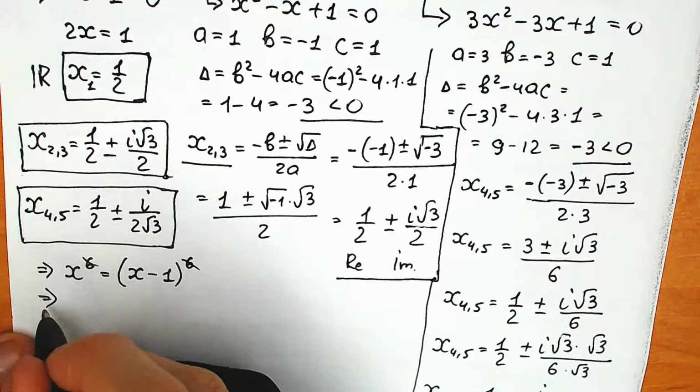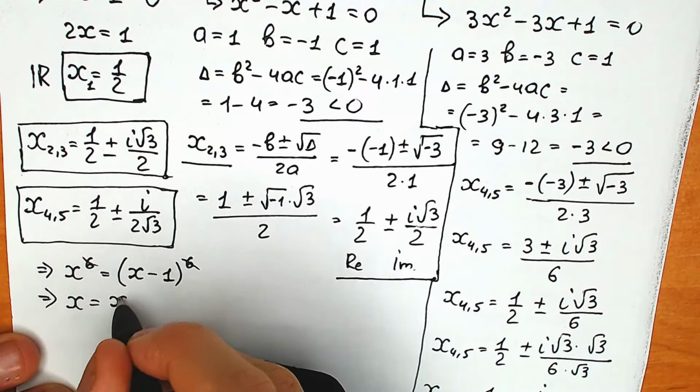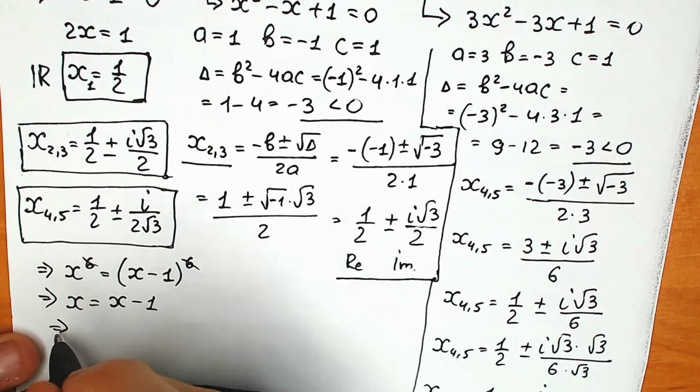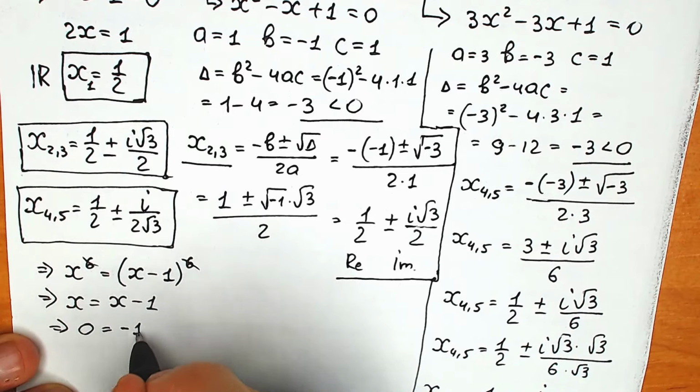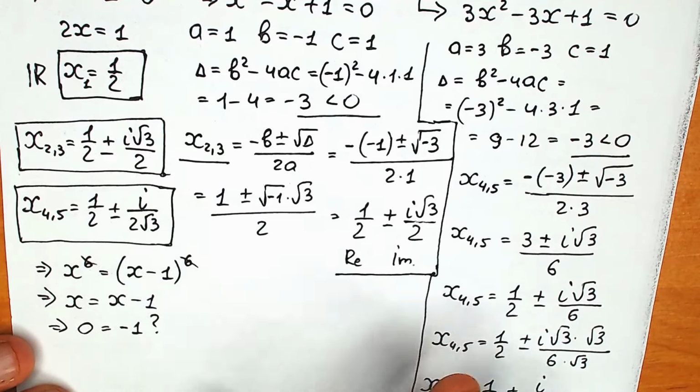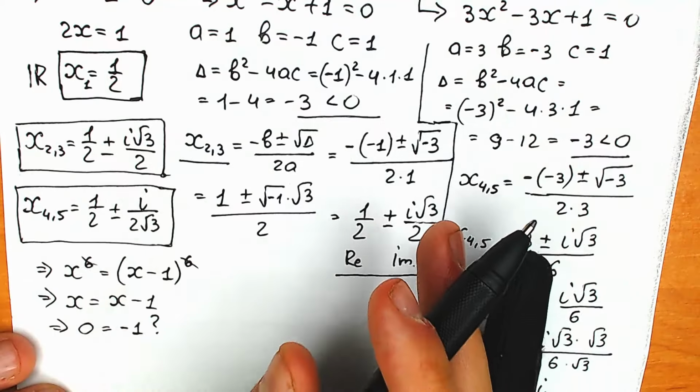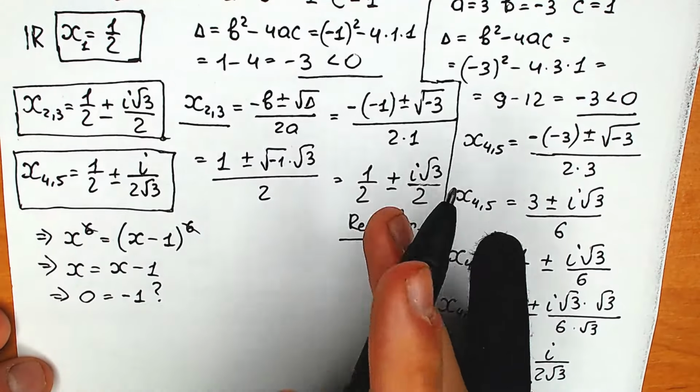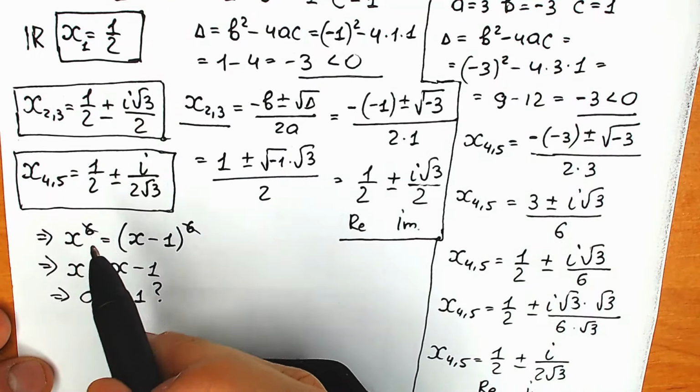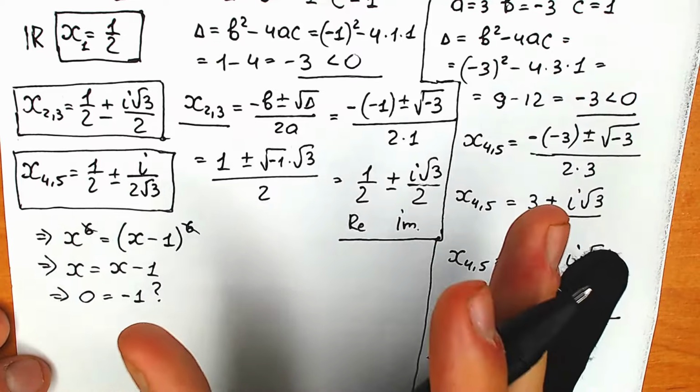And as a result, what can we get from here? x equals x minus 1. And from here, we have what? We have 0 equals minus 1. And a lot of students get confused because they think that this is a correct way. Of course, you can do this in terms of your math calculations, your math solutions. You can easily cancel this 6 power, of course, without any problems.